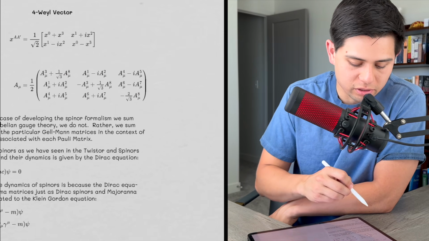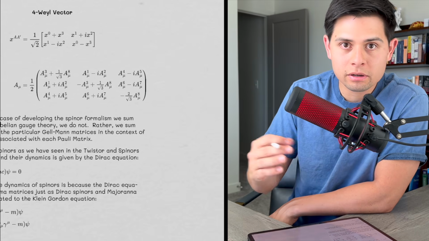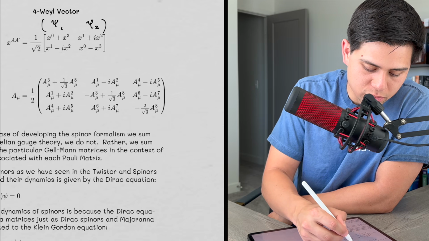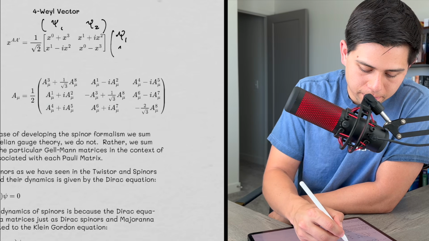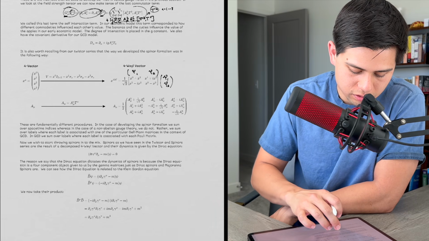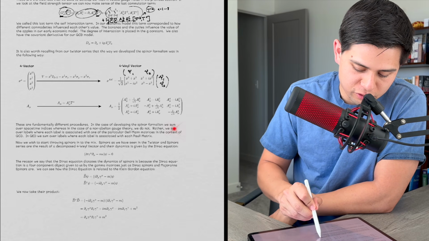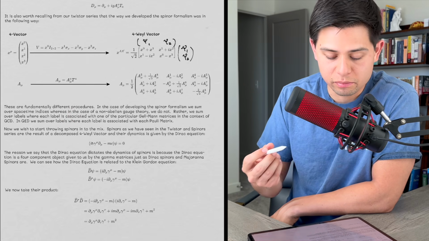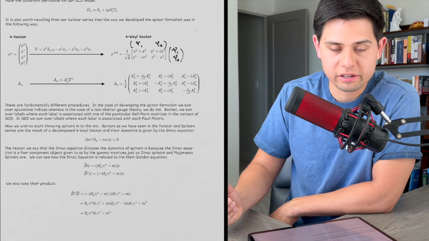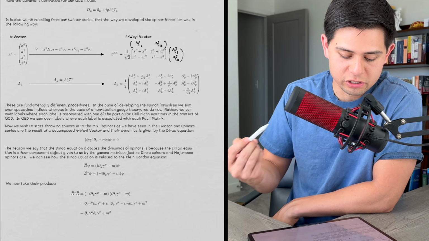Because we're just summing over a label, we can't really make sense of breaking this thing down into spinors. But here we were able to do that because these are space-time indices. The spinors' outer product is what gave us this 4-Weyl vector, right? And their dynamics is given to us by the Dirac equation. So these fundamentally are different procedures. In the case of developing the spinor formalism, we sum over space-time indices, whereas in the case of the non-abelian gauge theory, we do not. Rather, we're summing over labels, where each label is associated with one of the particular Gell-Mann matrices in the context of QCD. In QED, we're summing over labels where each label is associated with a Pauli matrix.